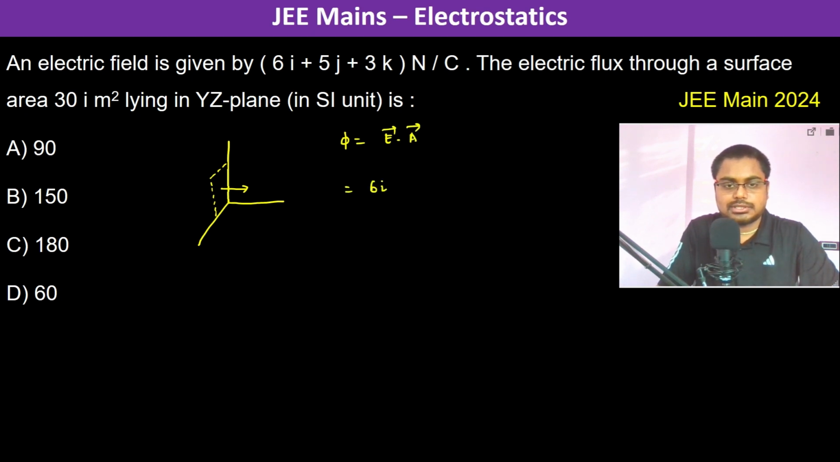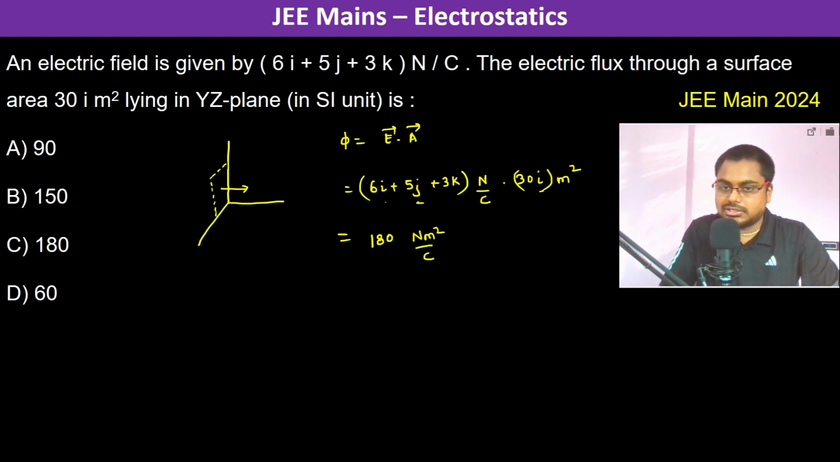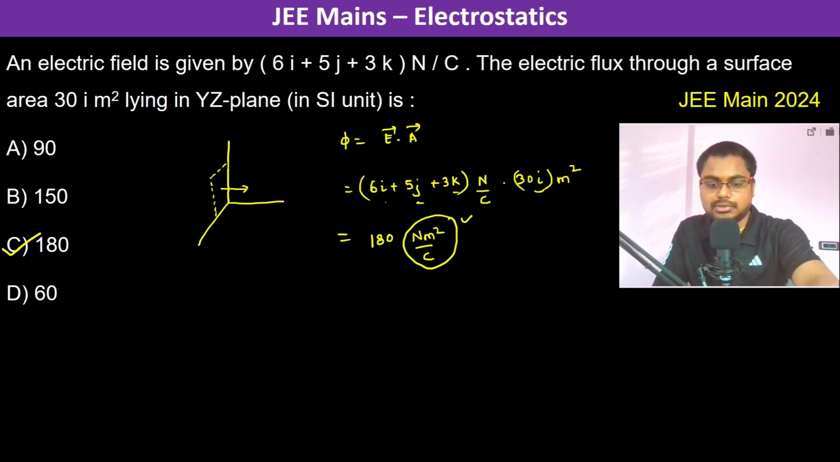This becomes (6i + 5j + 3k) Newton per coulomb dot 30i meter square. J dot i is 0 and k dot i is also 0, so only 6 times 30 remains, which is 180 Newton meter square per coulomb. Therefore the answer is going to be C, and this is the SI unit of flux, that is Newton meter square per coulomb. Thank you.